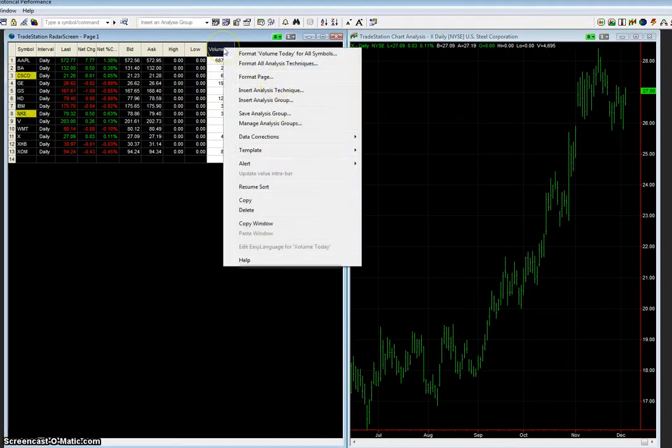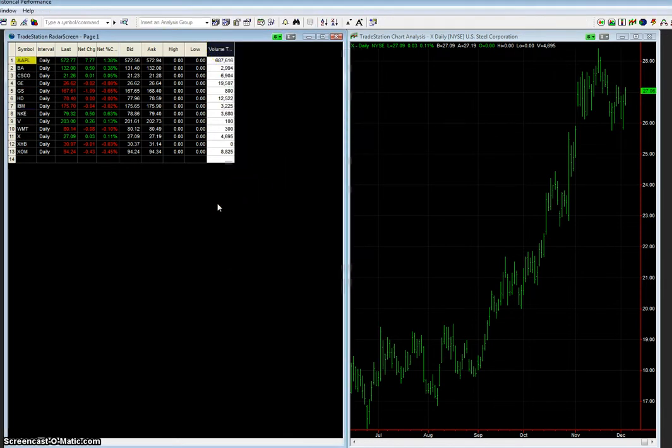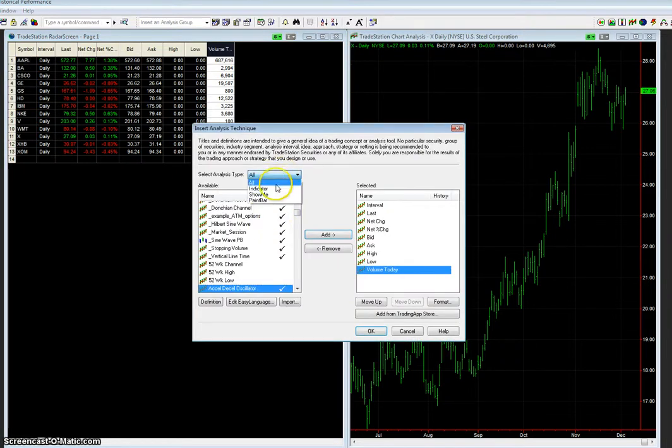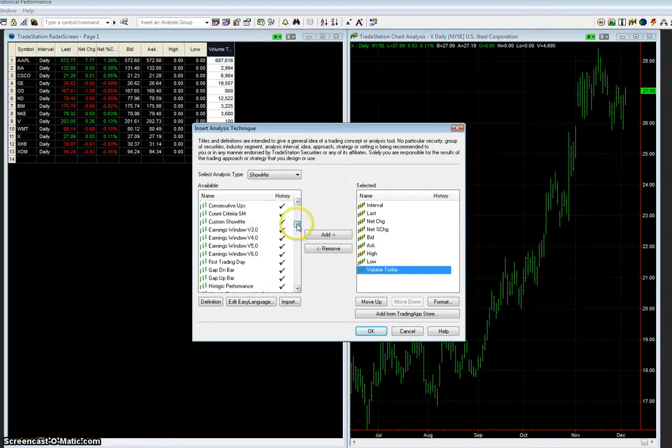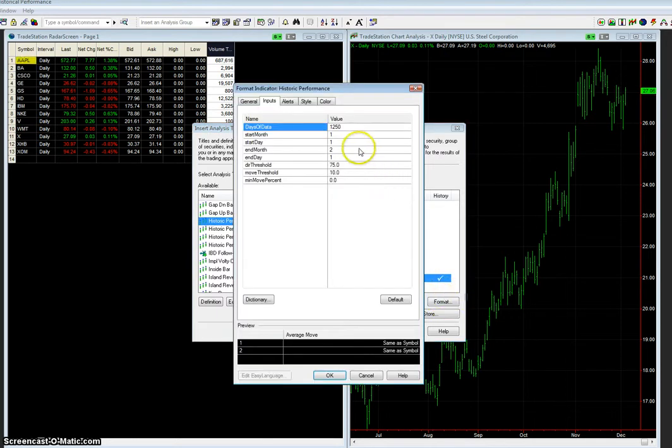So let's go ahead and insert the indicator here. It's a ShowMe technique, Historic Performance. We'll add that. I always like to put it at the end. And we'll go ahead and format that.